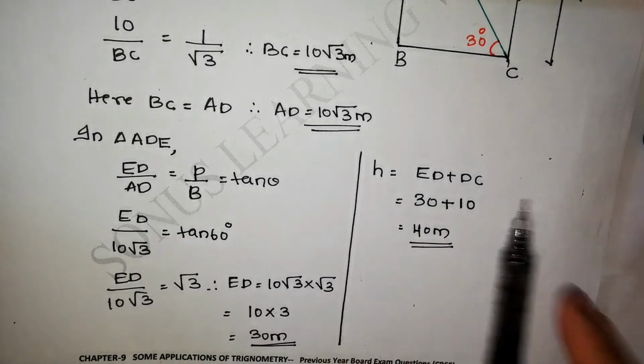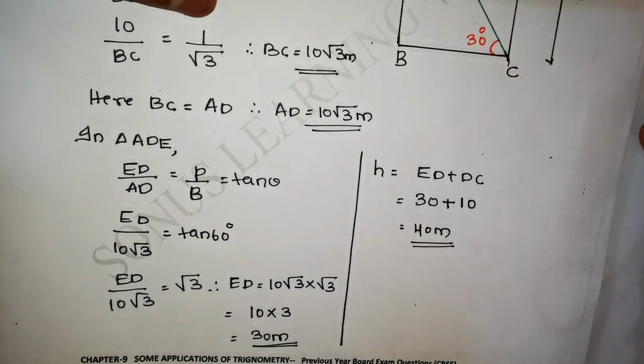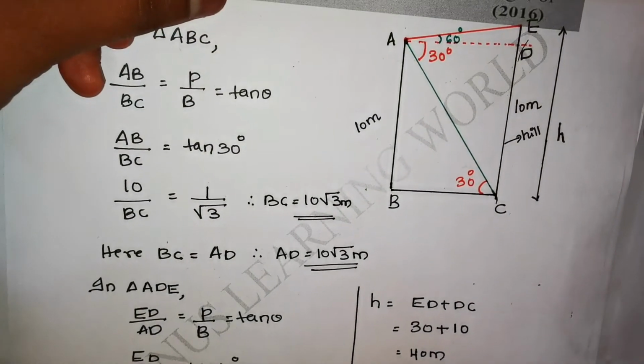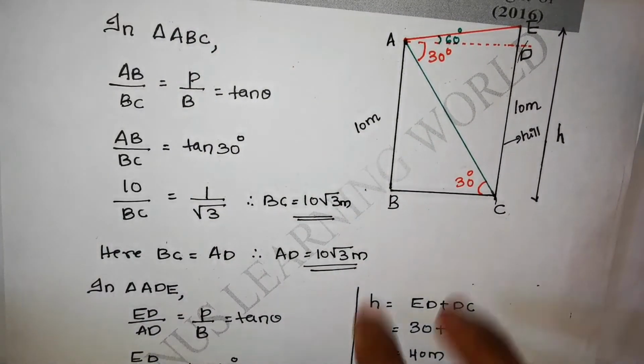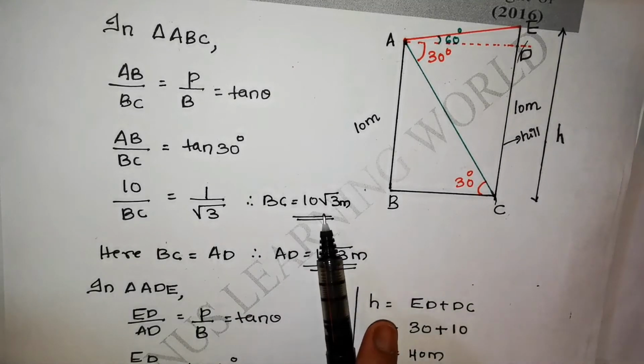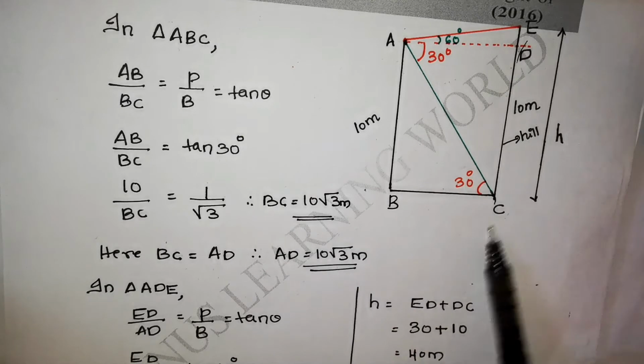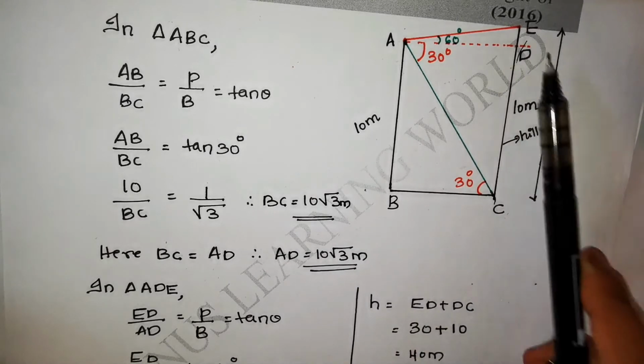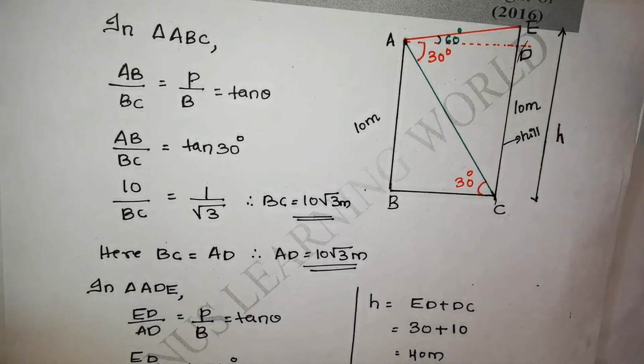Okay, students. And what is the distance between this hill and the ship? So, this is a distance, no? BC is the distance between them. We already found the value of BC as 10 root 3 meter, and the height of the hill is 10 plus ED, that is equal to 40 meter. So, let's do the next question, students.